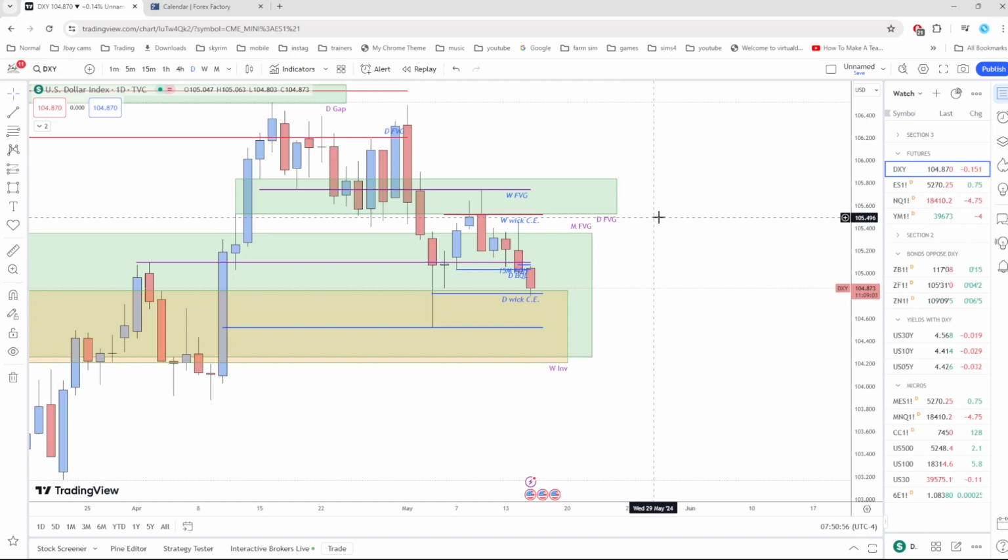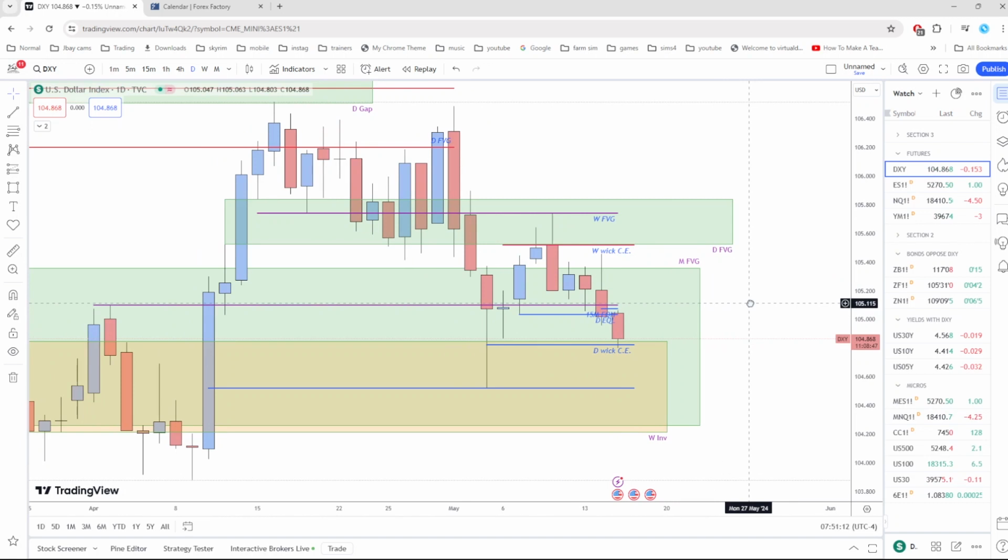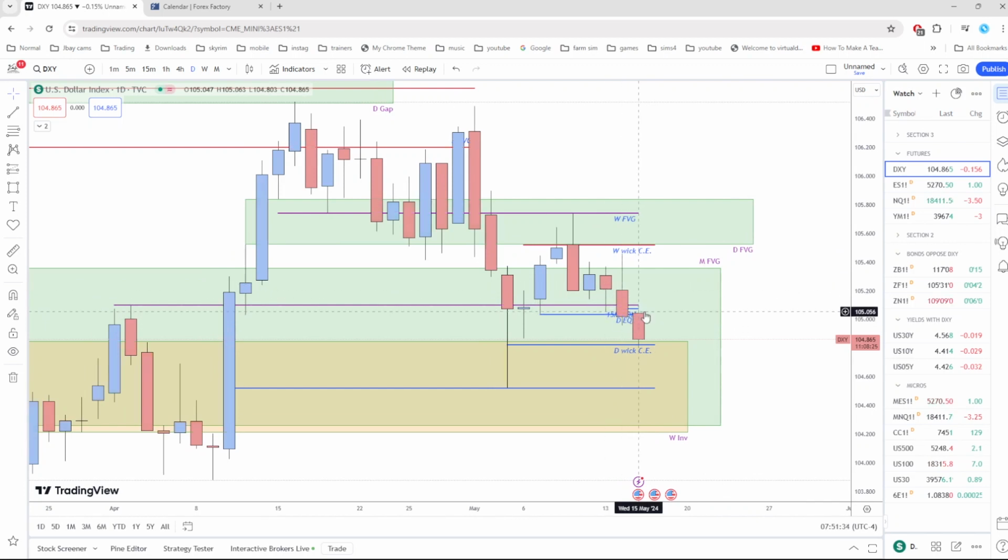Pre-CPI market analysis. This morning, I have quite an interesting view on price action, specifically on the dollar index. Looking at this daily chart, we can see that yesterday we traded up into this daily order block. We rejected that. The candle's body closed below this order block over here, showing rejection. Lower prices are in play. We open up, we traded down today, we traded into this daily wick consequent encroachment as well as this weekly inversion high.